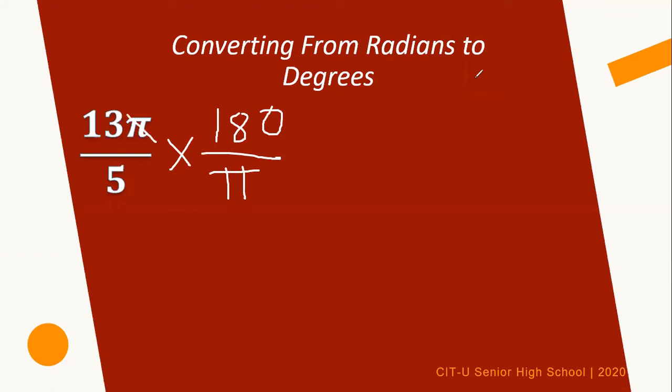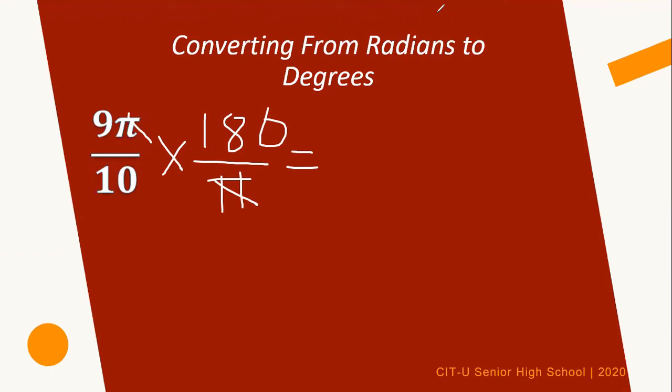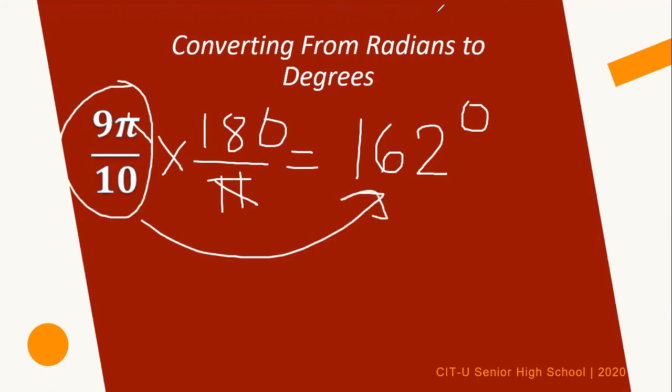Notice that we may cancel pi, and then we do the math. This would give us 468 degrees. Second example, we have 9 pi over 10. Same rule, we just have to multiply this by 180 over pi, cancel pi, and do the math. This would give us 162 degrees. So we can say that 9 pi over 10 is equal to 162 degrees.